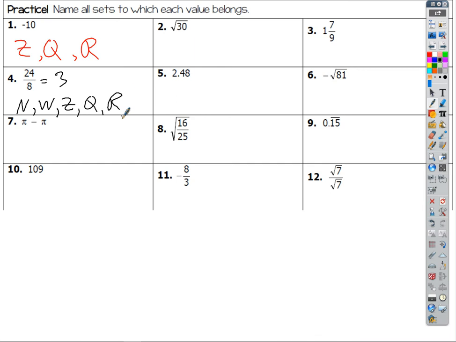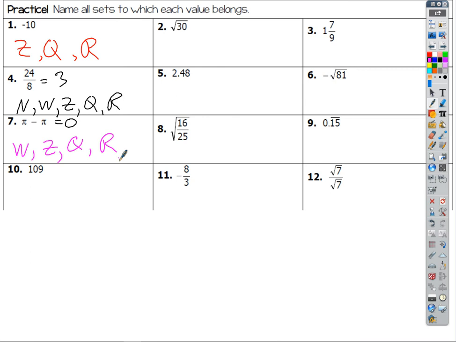What about 7? Okay, irrational, because it's got pi's in it? I get why you say that. Somebody else have a different answer? What is it? It's 0. What would 0 be then? So what's the smallest set 0 would belong to? I heard it. Whole numbers, right? Okay, so if it's a whole number, then it's an integer. If it's an integer, then it's a rational number. If it's a rational number, it's a real number, right?